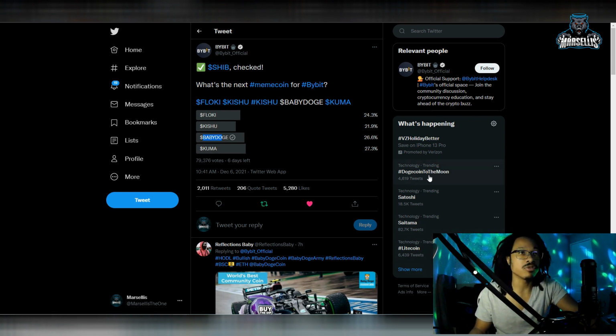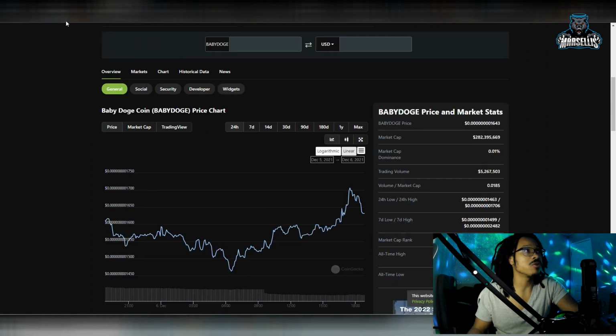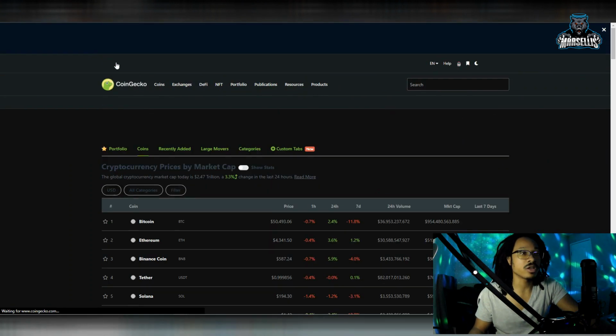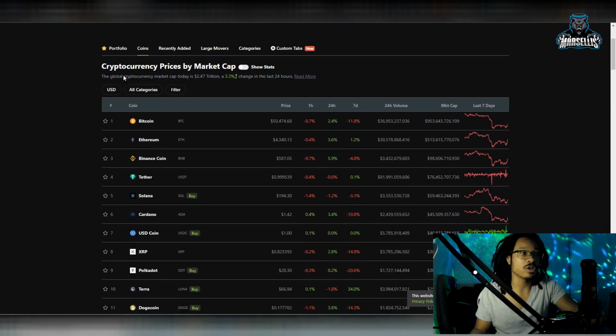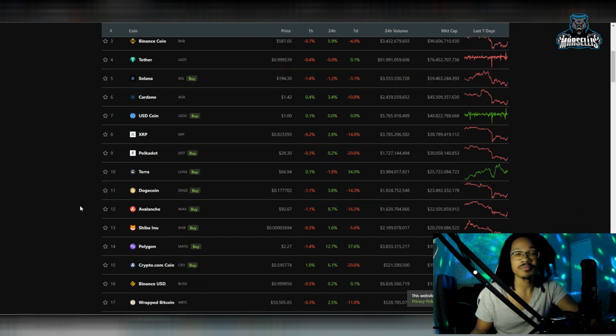You can see Dogecoin to the moon trending here on Twitter. You can see Saitama trending on Twitter, Litecoin trending on Twitter, Satoshi, but not Baby Doge. So I want to see Baby Doge trending on Twitter as well. So hopefully we can start trending. We're always trending on Twitter with Baby Doge, so there's definitely no absence of trends there.